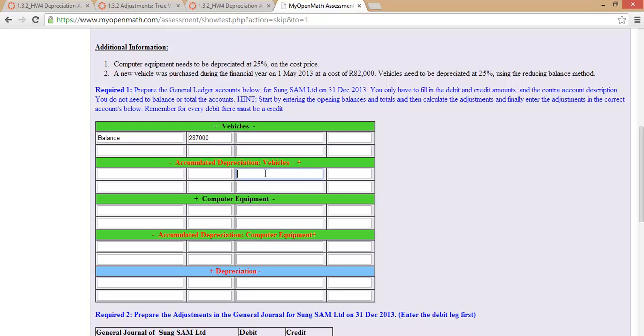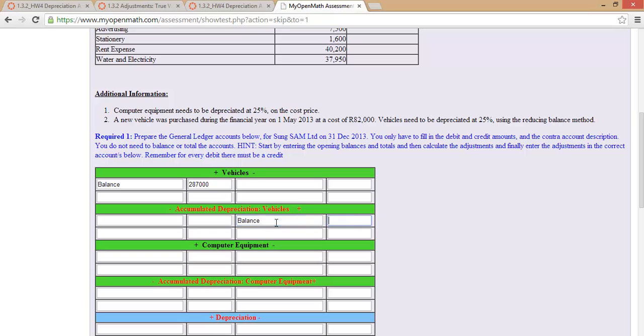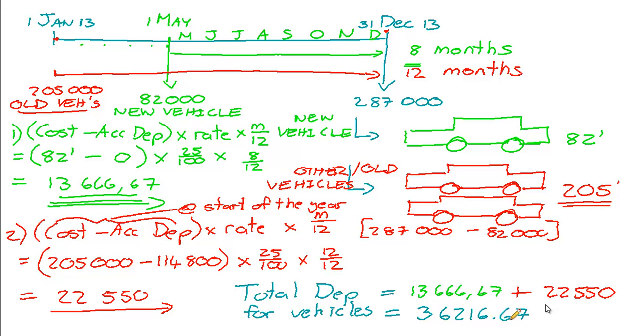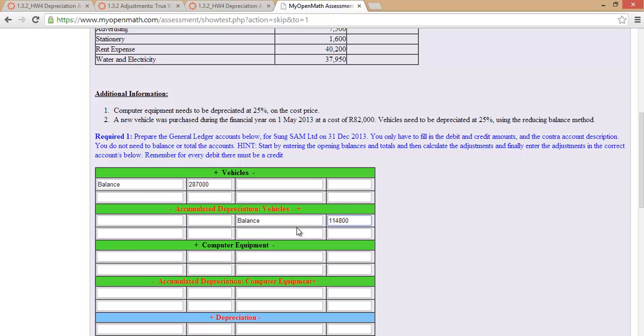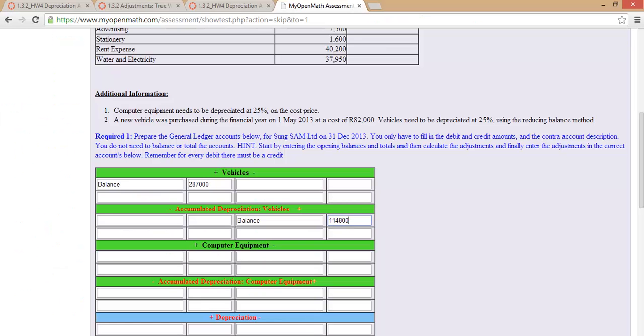The opening balance on accumulated depreciation on the 31st of December was the same as the opening balance on 1st of January, which is 114,800. And then I just need to account for my adjustment, which is what we calculated with our calculations. My adjustment came to 36,216.67, and that is the amount of usage of the vehicles during the year. We used the new vehicle for 8 months. We used all the old vehicles for 12 months. So the total usage for vehicles amounted to 36,216.67.